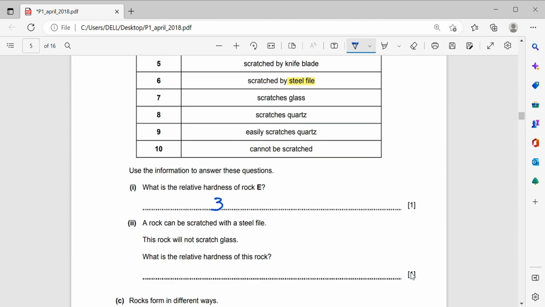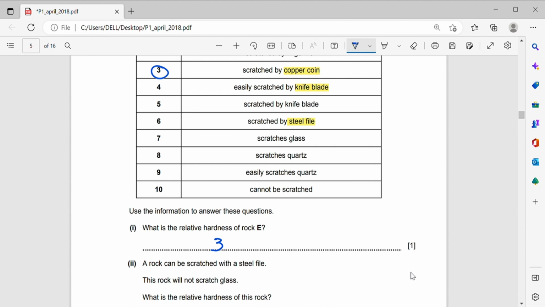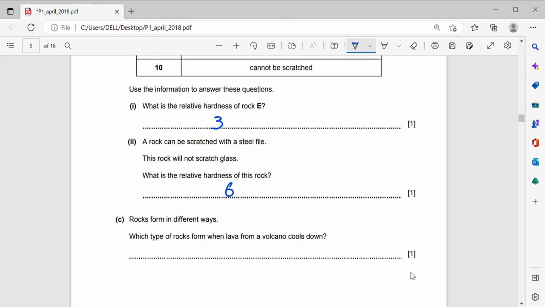A rock can be scratched with a steel file. This rock will not scratch glass. What's the relative hardness of this rock? So it is scratched by what? Scratched by the steel file. But it is not scratched by the glass, as the rock will not scratch the glass, so the relative hardness is 6.